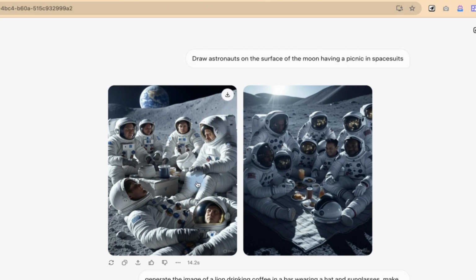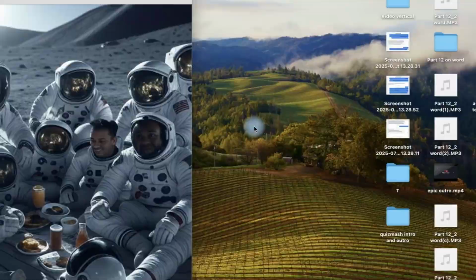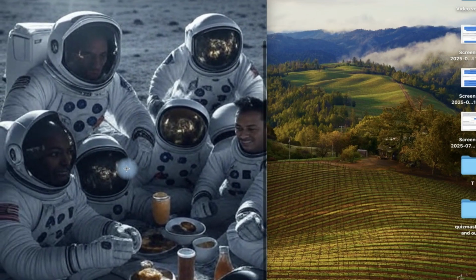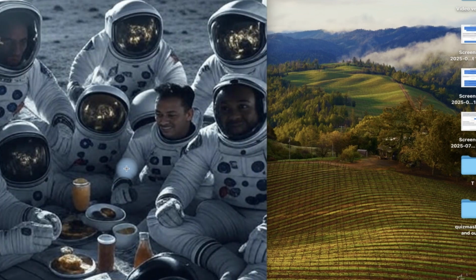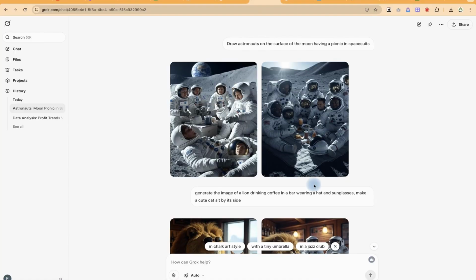They are truly having a picnic in space, and take a look at the suits they are wearing, all of them. It's very, very clear, and you can download any of them directly very easily, and you can see it over here. It's been downloaded for you to use. Take a look at the quality and the clarity of the image, and they are really, really having a feast on the moon. So this is the first try.